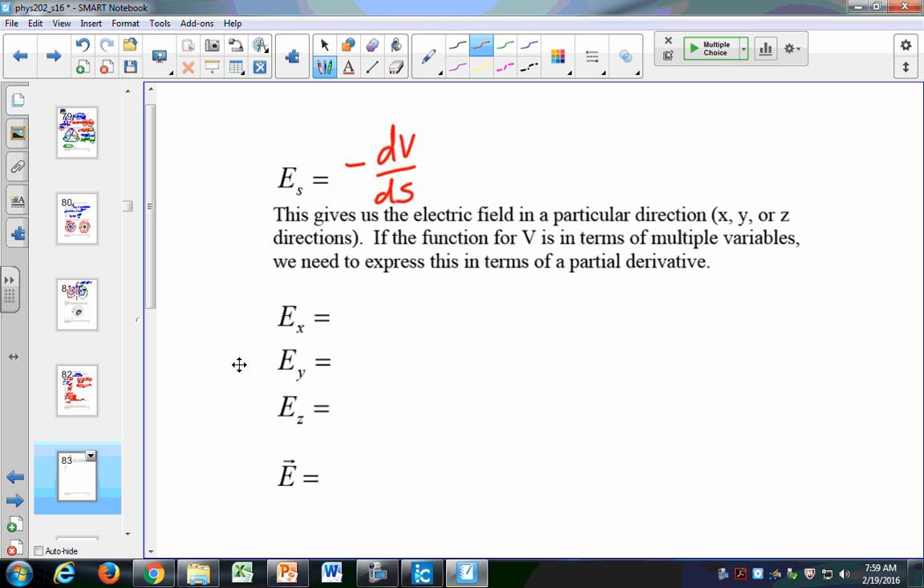All right, to say this more correctly, we would express it in terms of a partial derivative. In a partial derivative, instead of writing the d, we're going to use the Greek letter del, the lowercase delta, but we often call it just del. And it's going to look like this. E in the x direction is going to be the partial derivative of V with respect to x. So this symbol right here, we call this symbol just del. It's not lowercase delta. Delta looks different.